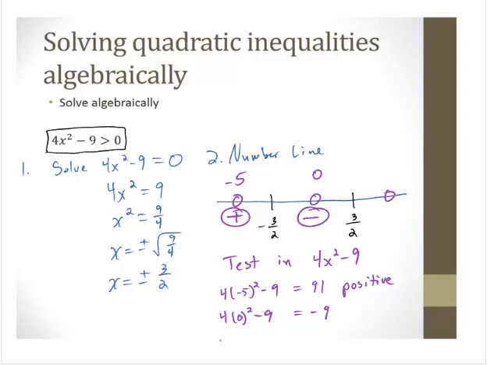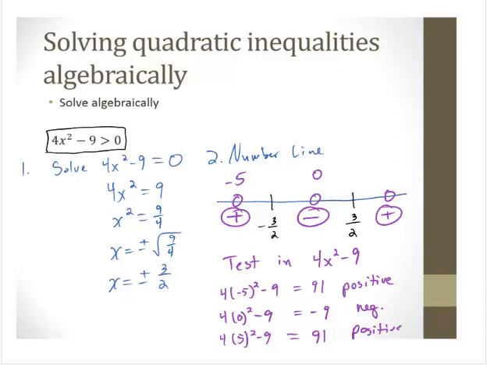And in the third interval, let's use 5. 4 times 5 squared minus 9, that's 4 times 25, that's 100 minus 9, which is 91. And so again, I get a positive here. Now, I wanted the 4x squared minus 9 to be greater than 0. I want the 4x squared minus 9 to be positive.